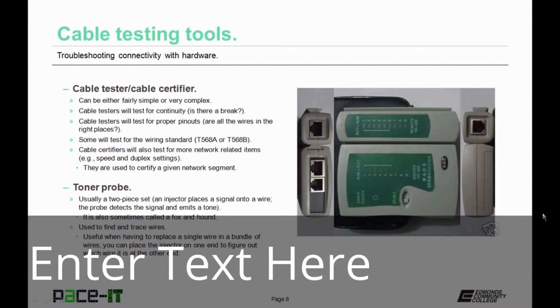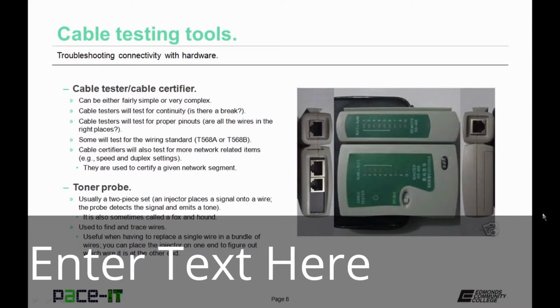Every network technician should have a cable tester or cable certifier. These can be either fairly simple or very complex. Cable testers will test for continuity in the wire, as in, is there a break? Cable testers will also test for proper pinouts. Are all the wires in the right places? Some will test for the wiring standard. Is it wired for the T568A standard or the T568B standard, or have you created a crossover cable?